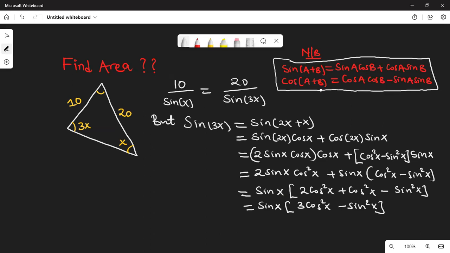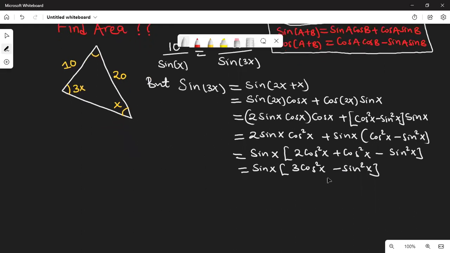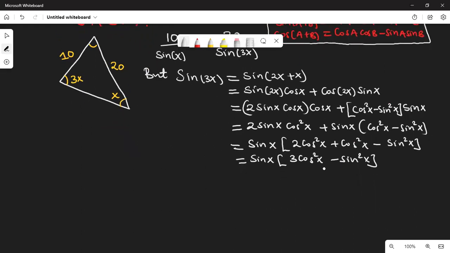But you know, sine squared x plus cos squared x should give us 1. So that means sine squared x is the same as 1 minus cos squared x. So I want to replace sine squared x. So this can be written as sine x into 3 cosine squared x, then minus 1 minus cos squared x. I have replaced sine squared x in terms of cos x.